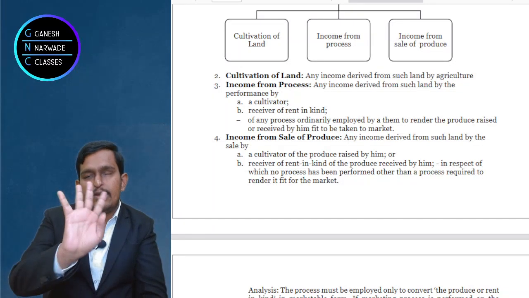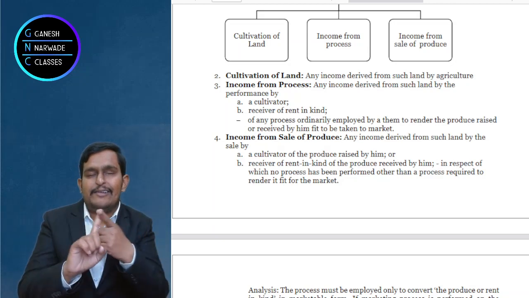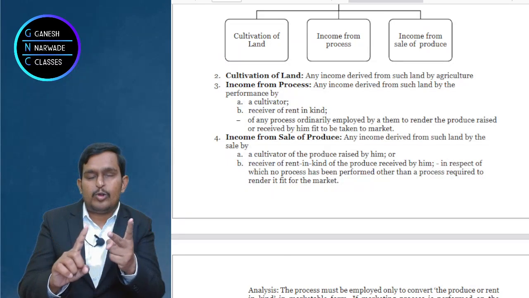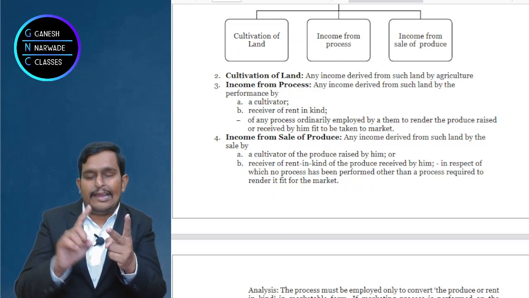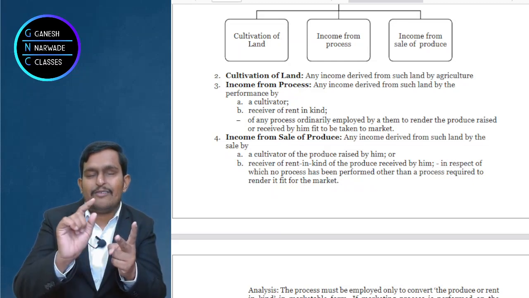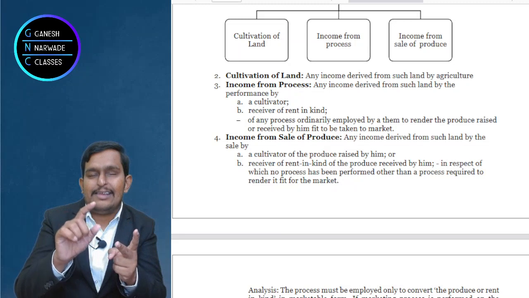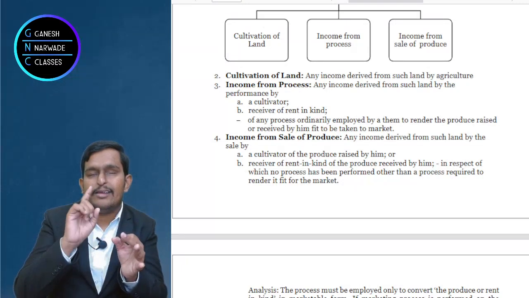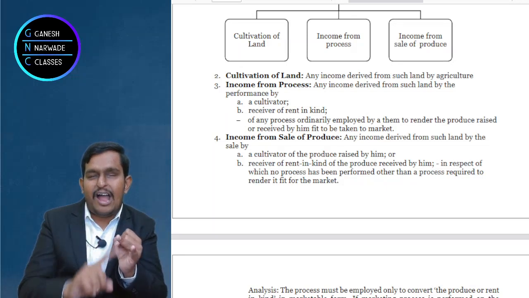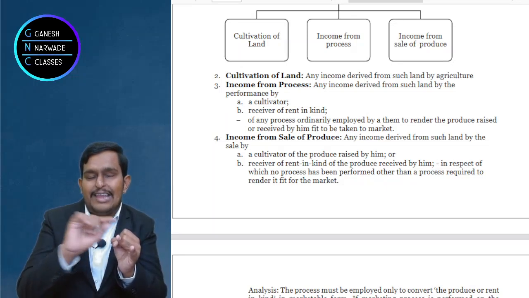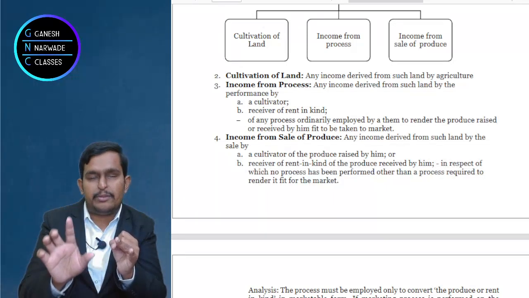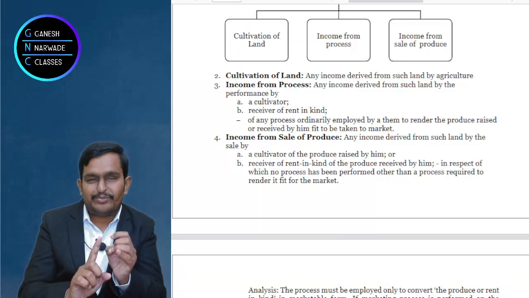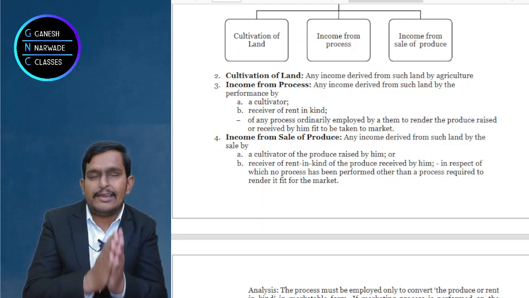So, these four conditions, as I said: the cultivator or receiver of rent should stay in that building; the building should be actually connected to, or in the vicinity of, the agricultural land in India. Third condition, it should be used as a storehouse, dwelling house or outbuilding. And if the land is in a rural area, no problem. If it is in an urban area, municipal taxes should be paid. These things should be very clear in your mind.